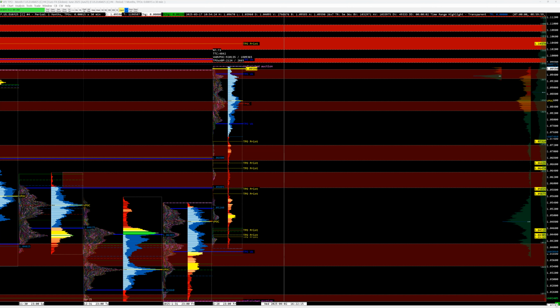This is the week of the 17th of March. It is Monday, the 17th of March. It's a little bit in the day, 11 a.m. GMT. We're looking at the monthly euro dollar futures volume profile and market profile side by side.